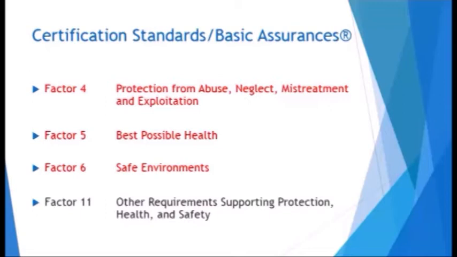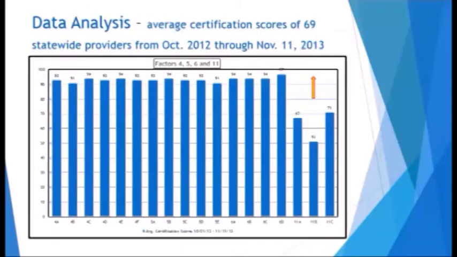We know that we cannot prevent all risks, but we do need to have a system to reasonably identify and act on possible and potential risks and support needs in order to minimize and manage those risks. To assess how well factors 4, 5, 6, and 11 have been addressed, I conducted a review of 69 statewide providers' certification scores that they received from October 2012 to November 15. The graph that you see represents the percentage of agencies meeting the indicators. As you can notice, on factors 4, 5, and 6, many of the providers have reached those goals, achieved those indicators, but on factor 11, the scores are much lower.